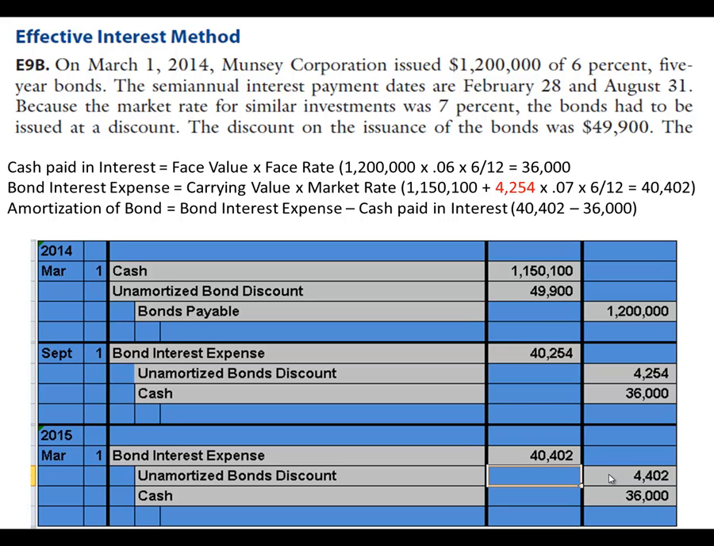And then the amount that goes to our unamortized bond discount will be the $4,402. Now if we were to continue, what would happen in the next one is our carrying value would become this plus the 4,402. So each time we take our previous carrying value and we add our previous unamortized bond discount amount. And again, just as a disclaimer, I want to make sure you know that we only add when we're doing a discount. If this were a premium, we would subtract.